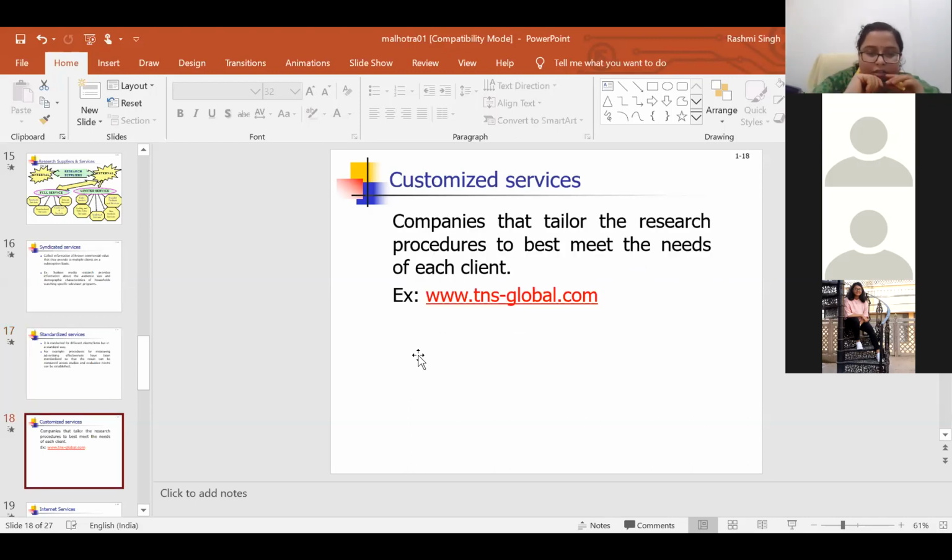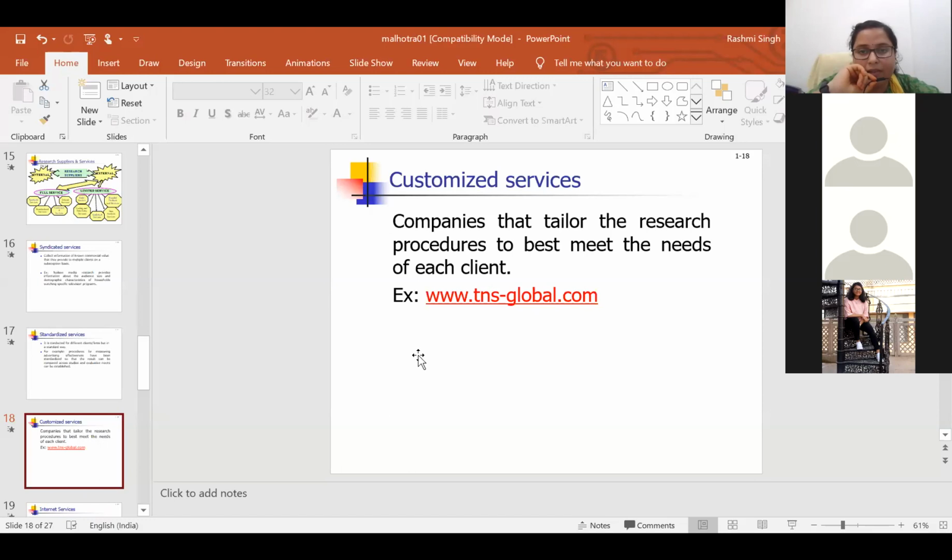Third is customized services. Companies that tailor the research procedures to best meet the needs of each client. Means the companies will customize their services. They will do everything. Just like I gave the example of student stress, or kids' stress, I will say, please measure the kids' stress or the students' stress from their academic perspective. Then they will make the questionnaire accordingly. They will set some questions accordingly, and then they will measure.